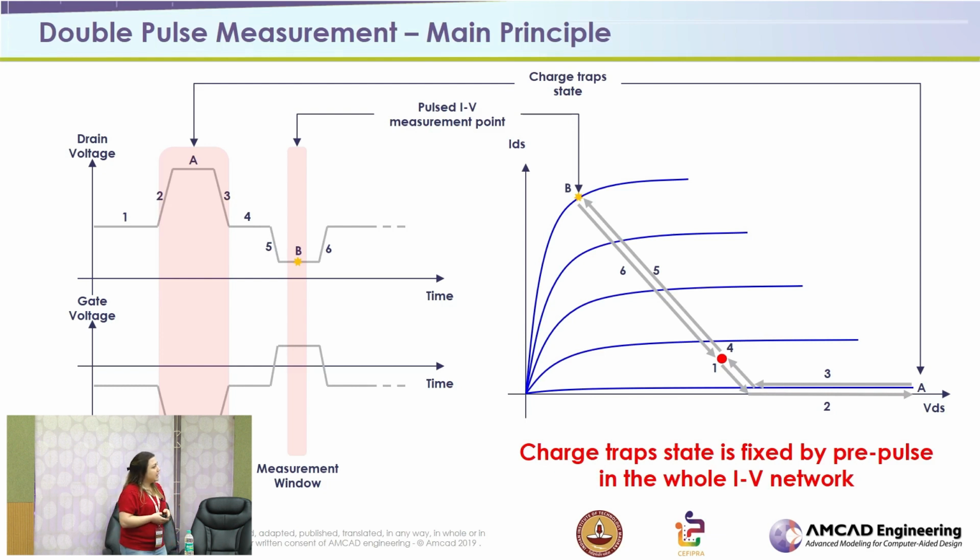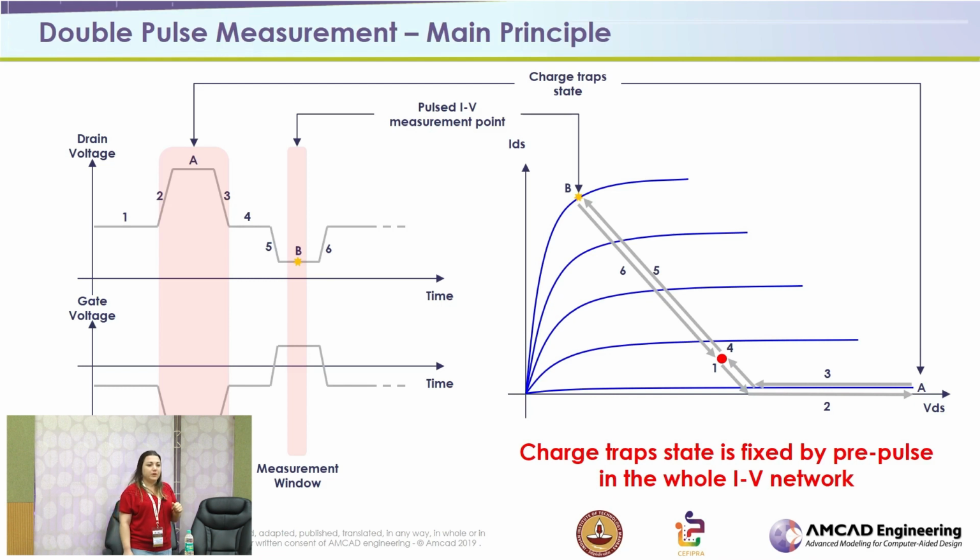So here in this slide we have a chronogram with different steps. Step 1 is for the quiescent level. You can see the red point on the IV network that corresponds to this quiescent level. Step 2 is the beginning of the pre-DC pulse to fix the traps, and we go to point A. Point A is at the end of the IV network.